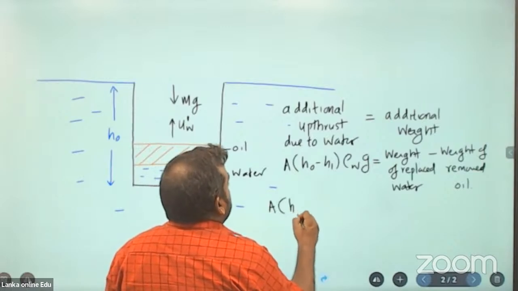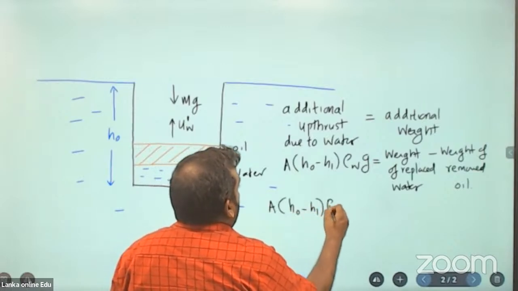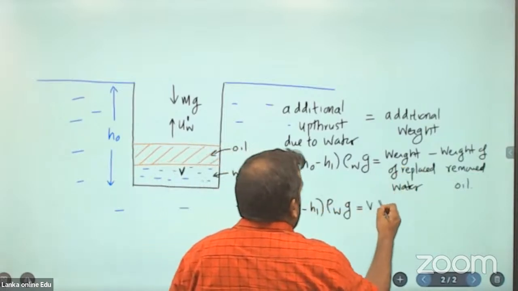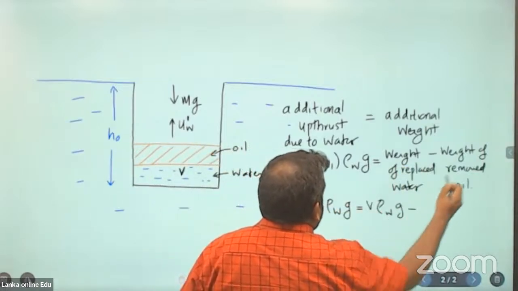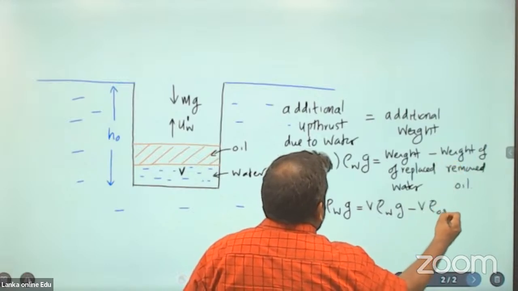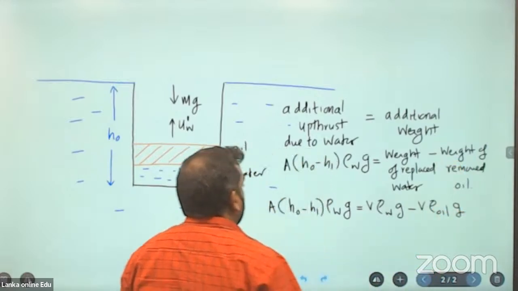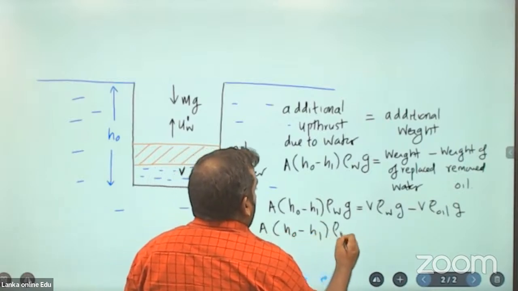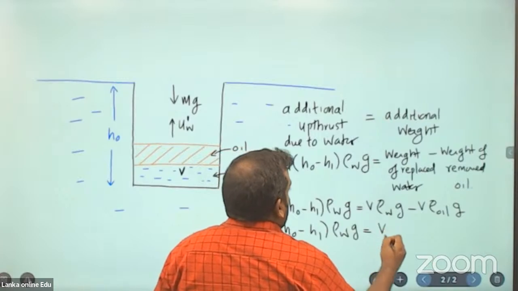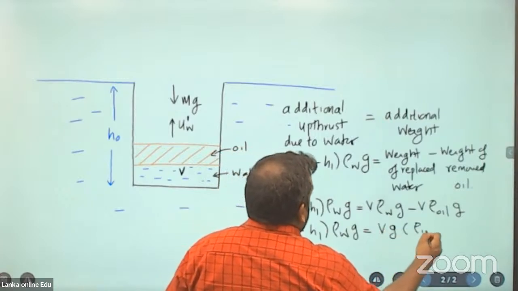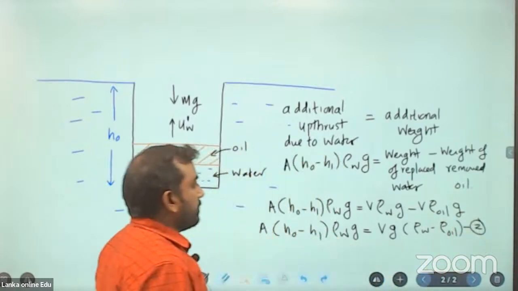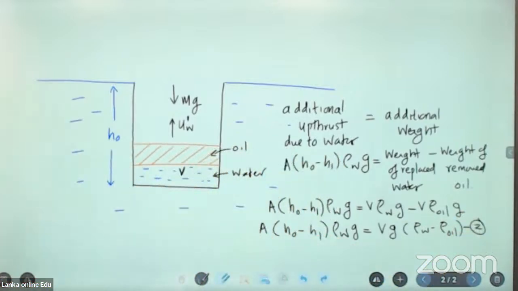A (h0 minus h1) rho_w g. Water replaced volume is given V rho_w g. Removed oil is V density of oil into g. A (h0 minus h1) rho_w g equals V g, with V common and g common, (rho_w minus rho_oil). Equation number 2.